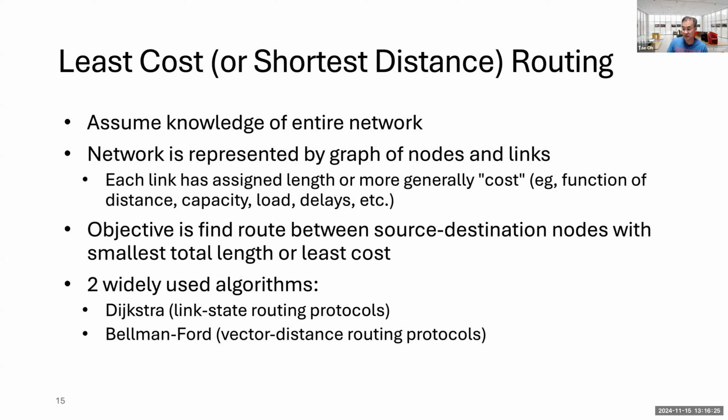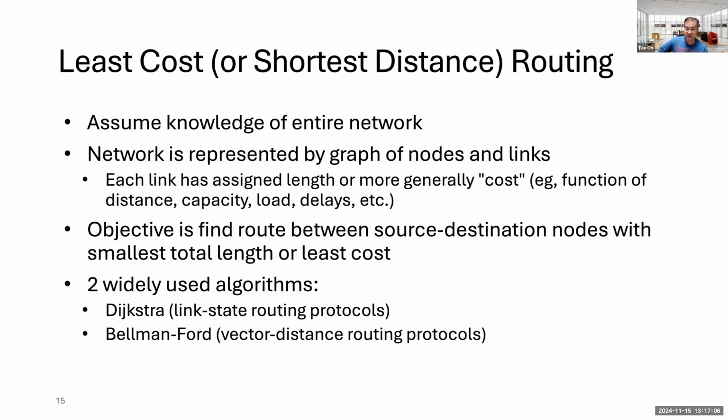This is where it comes into play: shortest path routing. It can be least cost, where the cost of the link is the smallest, or it can be the shortest distance routing. So you need to assume knowledge of the entire network. What does that mean? You need to have a total picture of the network. The network is represented by a graph of nodes and links. Each link is assigned a cost. Each link has a cost.